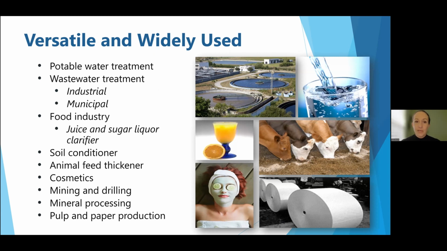So again, a lot of different uses: potable water, wastewater, the food industry, soil conditioner, animal feed thickener, pharmaceuticals, cosmetics, mining, mineral processing, pulp and paper production, lots and lots of different uses, many of which you can see are in contact with our skin or our food or things like that. So the safety of PAM and its non-toxic properties is what makes it so versatile and how we can use it in so many different ways.